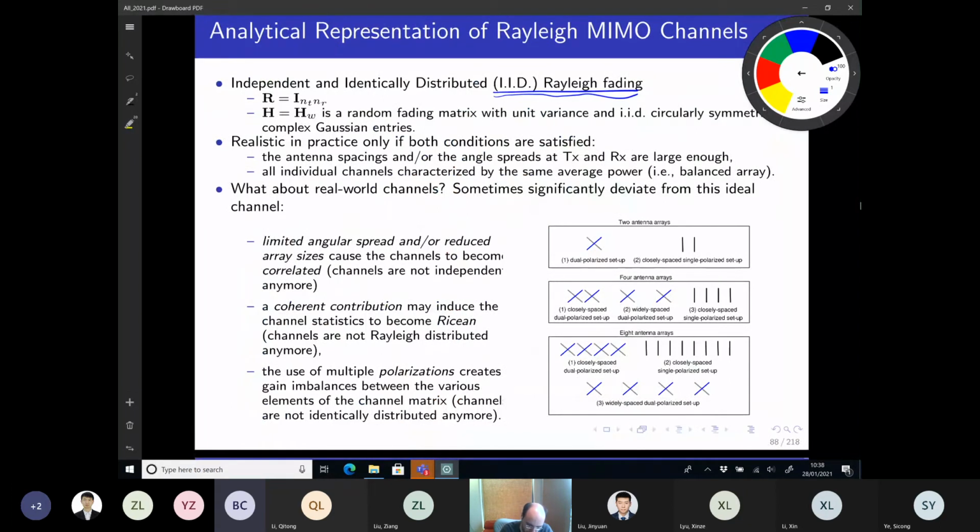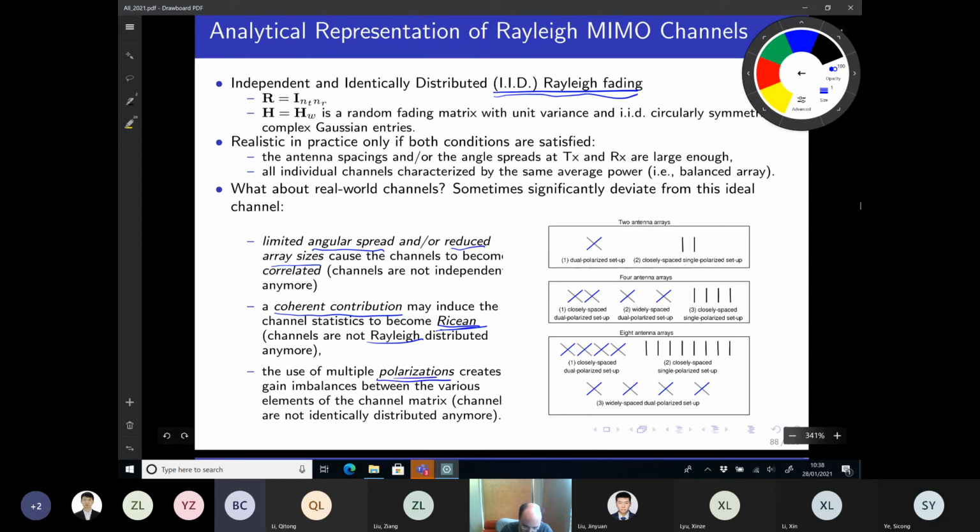So you can have limited angular spread, or you can have reduced array size, or you could have something that is not even Rayleigh distributed. So you don't have circularly symmetric complex Gaussian random variables. You have something a bit more complicated, modeled using the Rician distribution, and you can see this in the book if you're interested. Essentially, it means that you have a line of sight, and on top of this, you have reflections on buildings. The reflections will create some fluctuation of the received signal, but the line of sight will be quite stable. Because of this, you're going to have a slightly different behavior than if you have just Rayleigh fading.